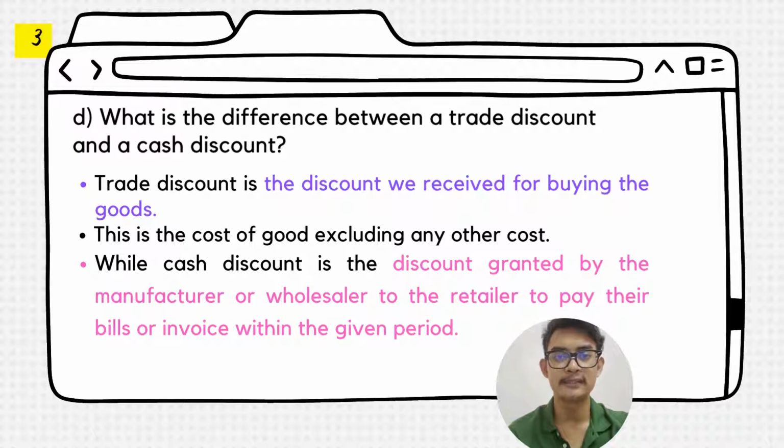D. What is the difference between a trade discount and a cash discount? Trade discount is the discount we receive for buying the goods. This is the cost of goods excluding any other costs. While cash discount is the discount granted by the manufacturer or wholesaler to the retailer to pay their bills or invoice within the given period.